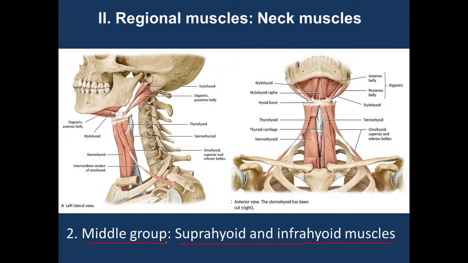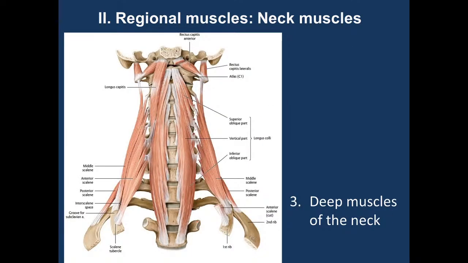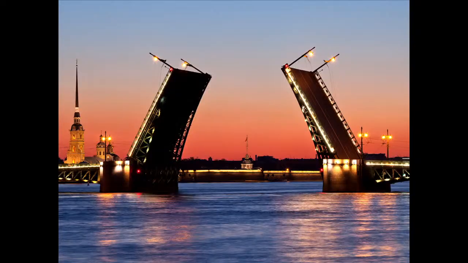Then another group of neck muscles, these are the suprahyoid and infrahyoid muscles. We call them the middle group of neck muscles. All of these muscles connect to the hyoid bone. Suprahyoid muscles are located above the hyoid bone, but infrahyoid muscles are located under the hyoid bone. And the deep muscles, the third group of the neck, are located close to the vertebral column. That would be three scalene muscles, and some groups of muscles located medially. One of them are the longus colli and longus capitis muscles, and two short muscles between the occipital bone and the first cervical vertebra.